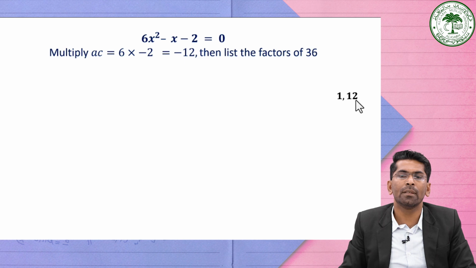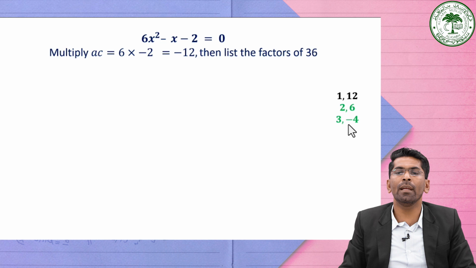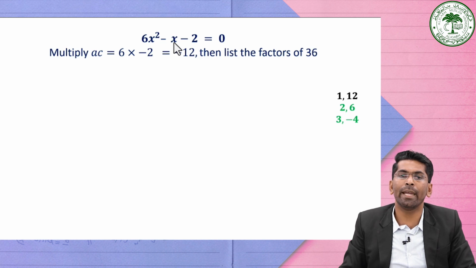So what are the various factors? Which will be 1 and 12, 2 and 6, 3 and minus 4, or 3 into 4. Then out of these, if we consider 1 and 12, we should get minus 1 if you consider the sum. So here it is better to consider 3 and 4. 3 and 4 will give you the sum of minus 1. So here we are putting 3 and minus 4. See, 4 is minus, so that we will get minus 1. If you add up these two terms, you will get minus 1, and if you multiply these two, you will get minus 12.